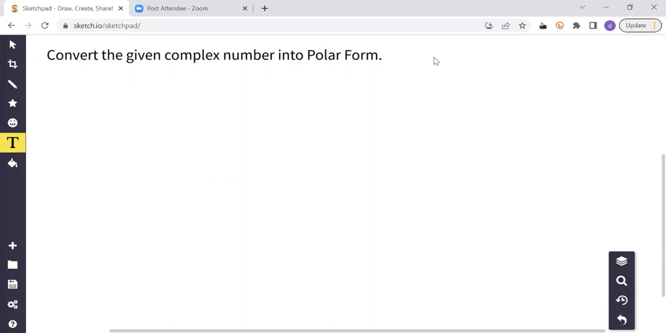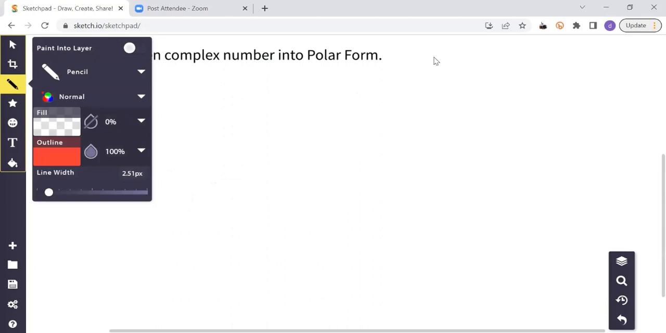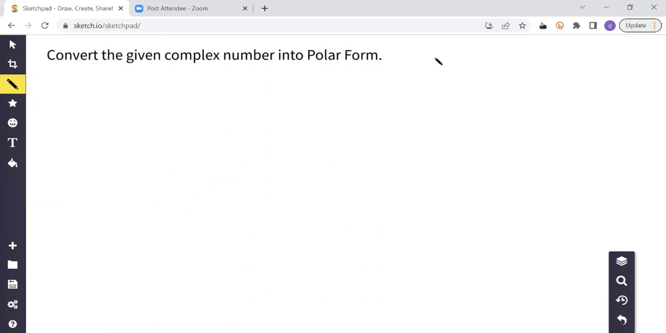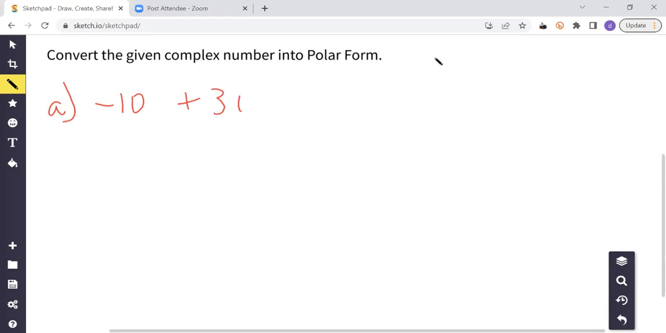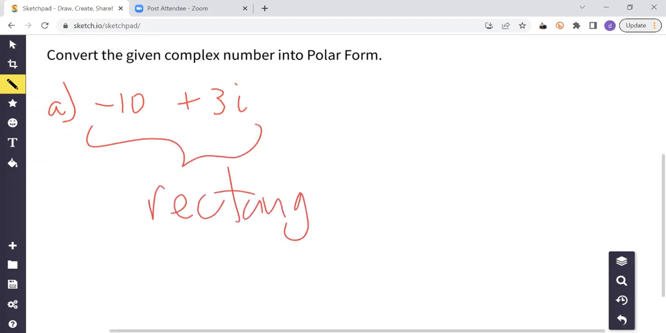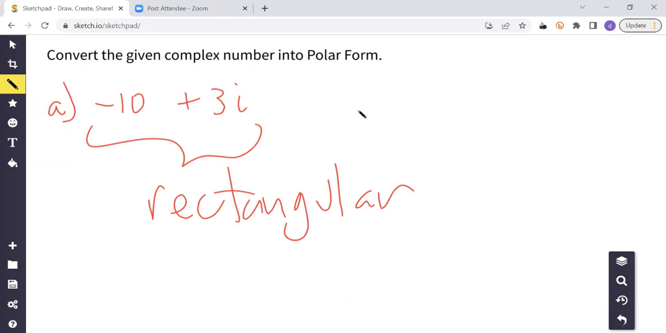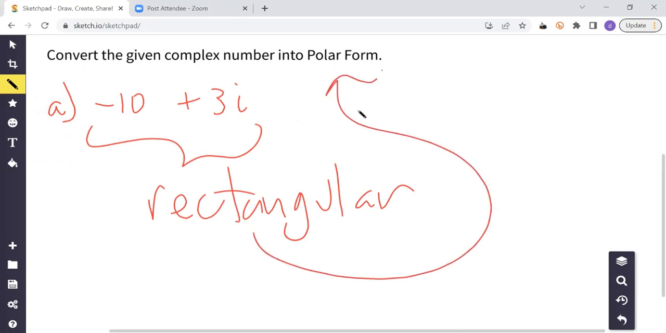So the directions: convert the given complex number into polar form. So example A, let's go with this one here. Negative 10 plus 3i. Right now, this is a complex number, but the current form is what we call rectangular. But they want us to convert it into polar form. That's the goal for this problem.